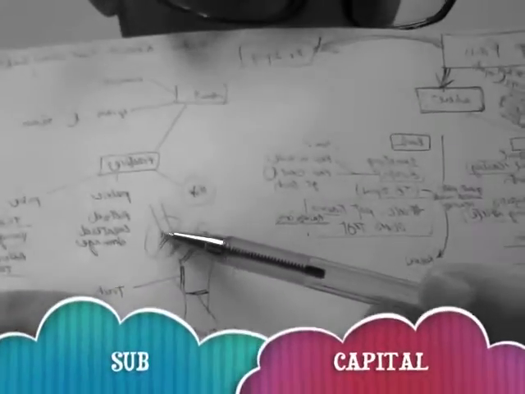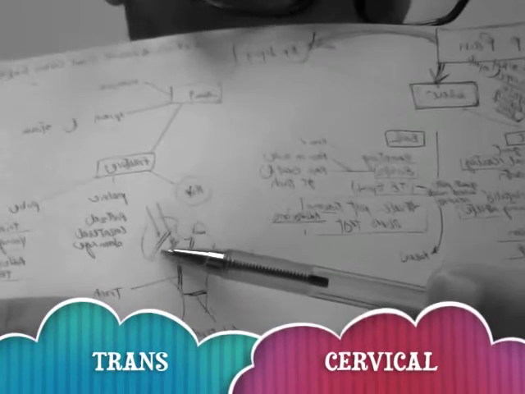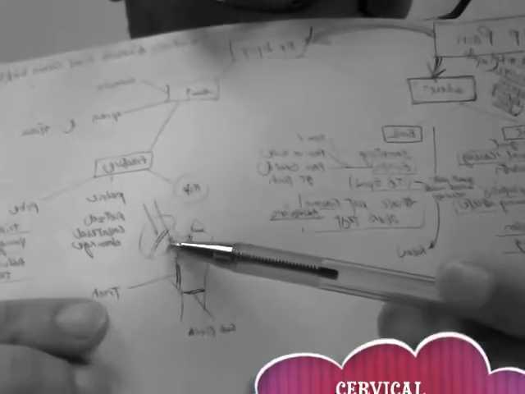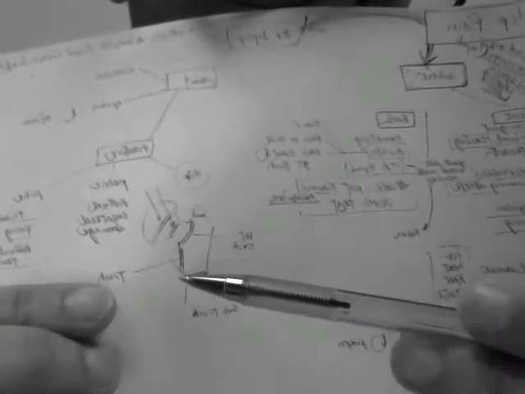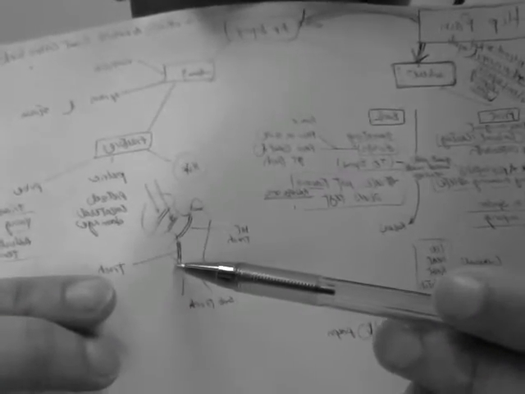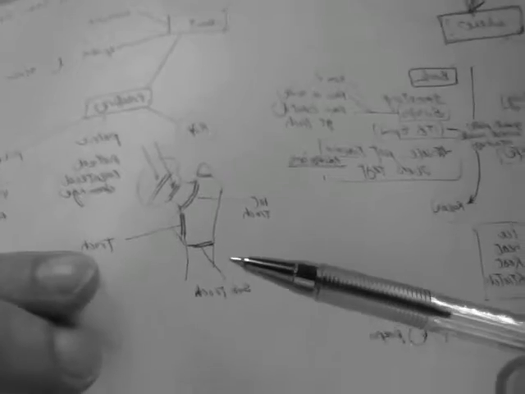Okay, so here they are. This is subcapital, I believe. This is transcervical across the neck. This one middle here. This one is intertrochanteric between the trochanters. This one is trochanteric, and so is this one. They sort of slice the trochanter off there. And this one is subtrochanteric. Voila. All right, so hip pain divided by location, anterior and posterior.